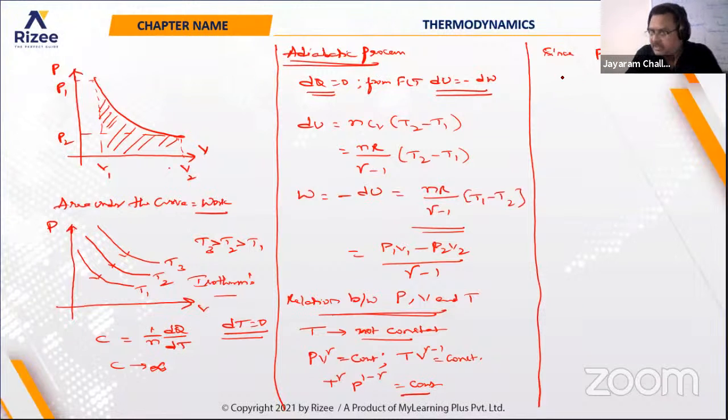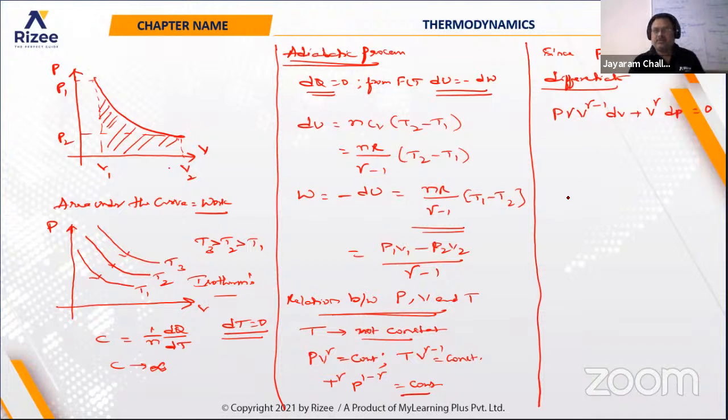Now if I differentiate this equation, on differentiating you can write it as P into gamma V to the power of gamma minus 1 into dV plus V to the power of gamma into dP is equal to 0. So now taking them to the other side, V to the power of gamma into dP is equal to minus of P into gamma into V to the power of gamma minus 1 into dV.